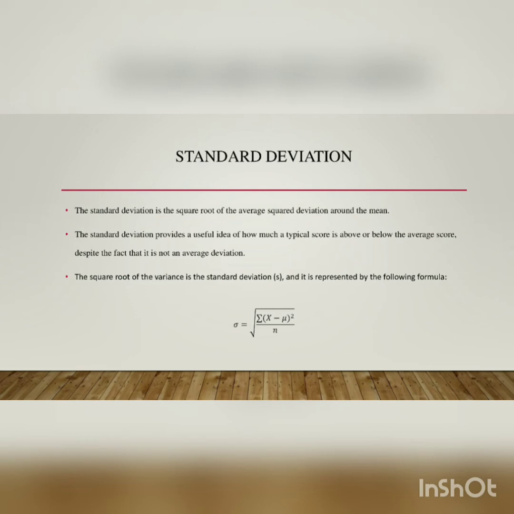The standard deviation is the square root of the average squared deviation around the mean. The standard deviation provides a useful idea of how much a typical score is above or below the average score, despite the fact that it is not an average deviation. The square root of the variance is the standard deviation and is represented by the following formula: sigma equals root of sum of (x minus mu) squared divided by n, where x is the value of each data point, mu is the mean and n is the total number of data points.